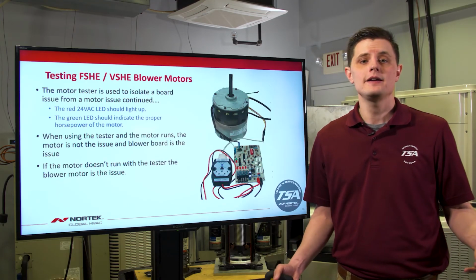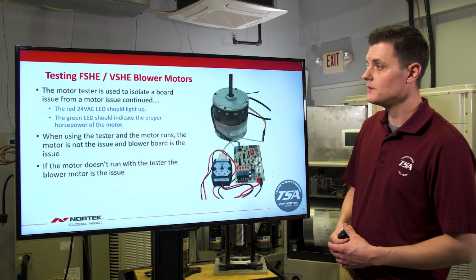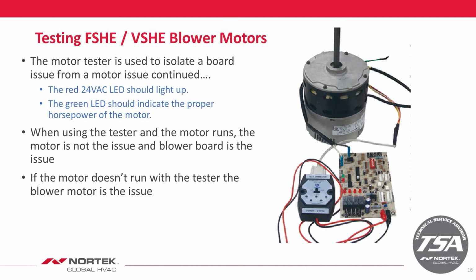So if we were to have a motor failure on, say, a furnace or an air handler, how do we test it? Well, you can use our Broad Ocean motor tester. This will help eliminate whether you have a board or a motor problem. The tester is powered by 24 volts from the blower board, and you'll also have a green light that will indicate the horsepower of the motor. Simply put, if the motor runs when using the motor tester, we need to troubleshoot the board, and we may need a new board from our distributor. If the motor doesn't run when we use the tester, then we need to replace the blower motor in that furnace or air handler.